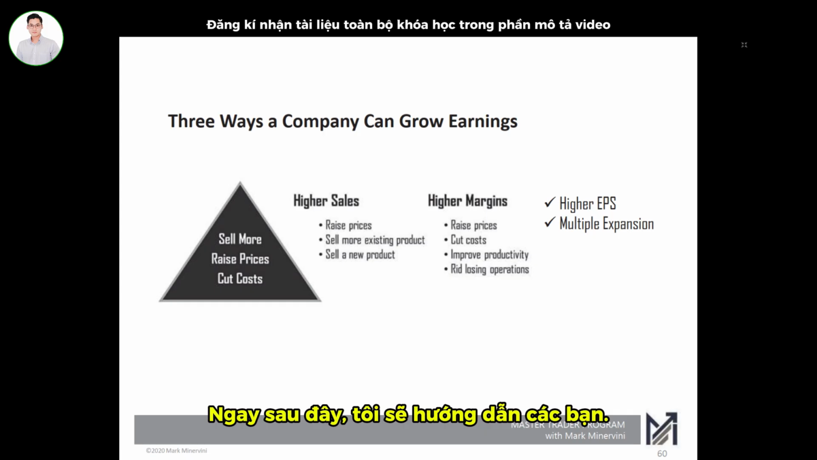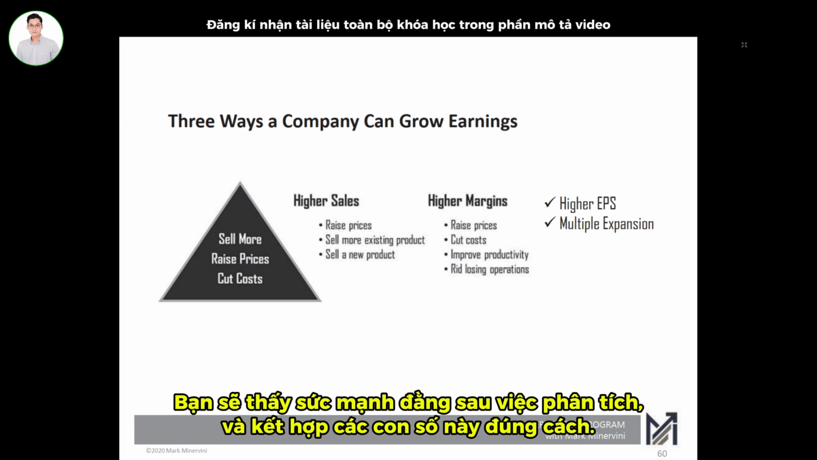I'm going to show you in just a minute how all this works, and it's going to make a lot of sense to you, and you're really going to be able to see the power behind getting really good at knowing how to analyze these few metrics and put them all together.